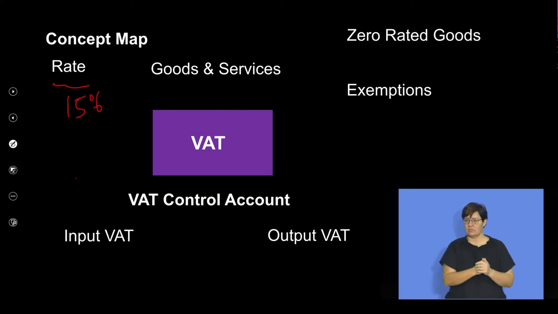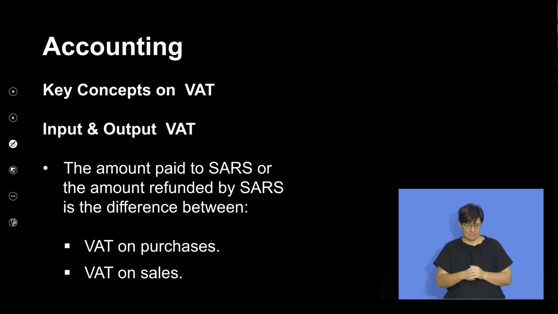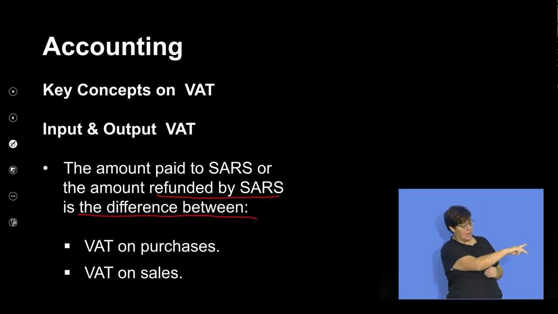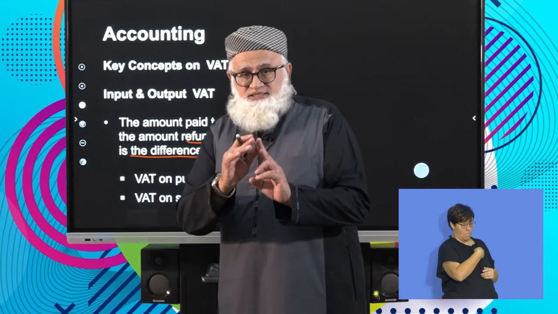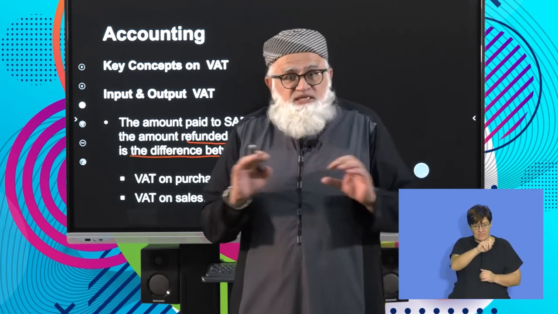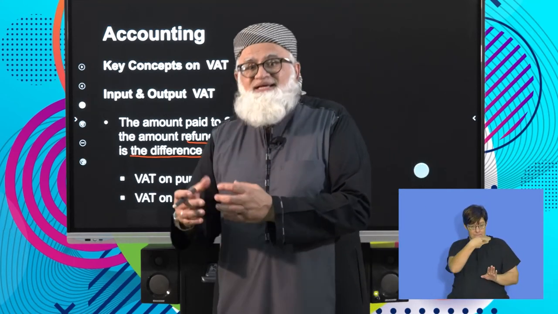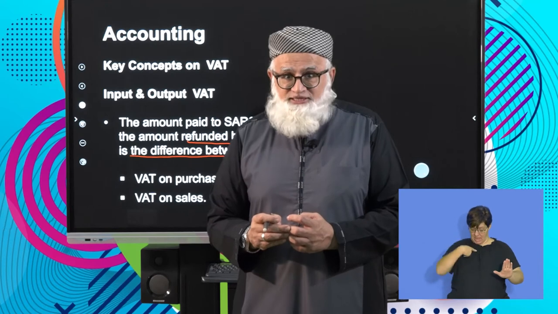We said that we're going to explain the input VAT and the output VAT in more detail. Okay, so now, when we say input VAT, that's the amount paid to SARS that has to be refunded by SARS, and that is what we're going to be dealing with now. So two things: you've paid VAT and you've collected VAT. To make it very simple for you, you've paid VAT, input VAT; you've collected VAT, output VAT. Okay, you got it? Clear.